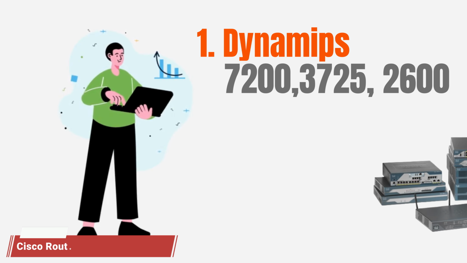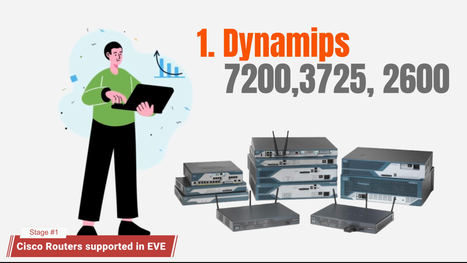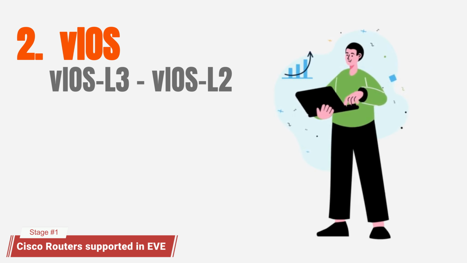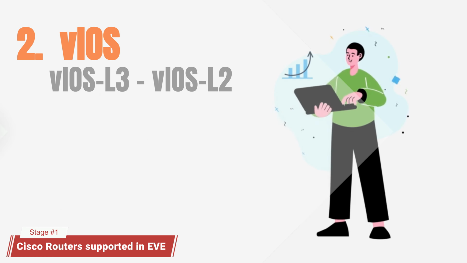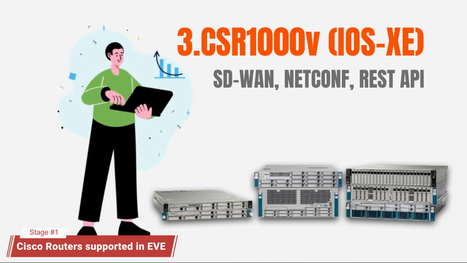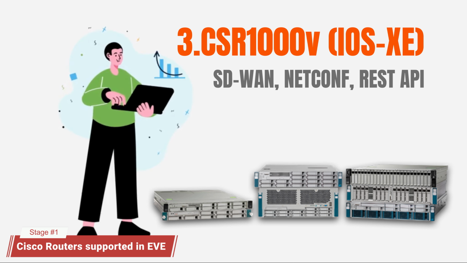The first one is Dynamips, which include the Cisco 7200, 3725, and 2600 series. These are legacy routers used for CCNA and CCNP labs. The second type is vIOS, which are used for layer 3 and layer 2 switching. The third type is CSR 1000V, also called IOS XE. These are cloud-based enterprise routers with advanced features, also supporting SD-WAN, NETCONF, REST API, and automation.